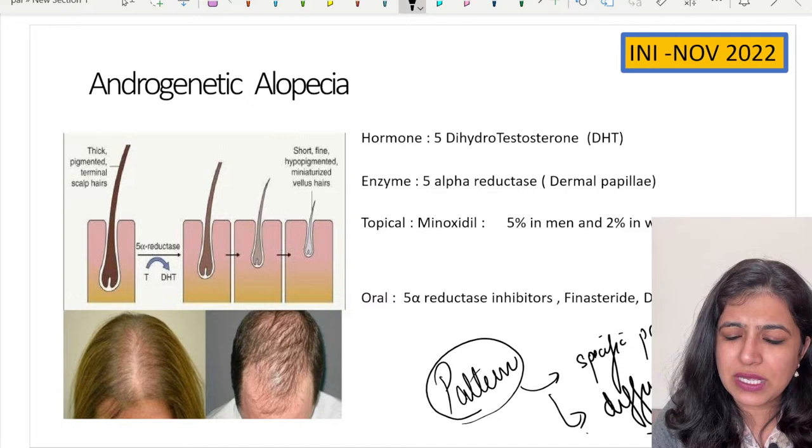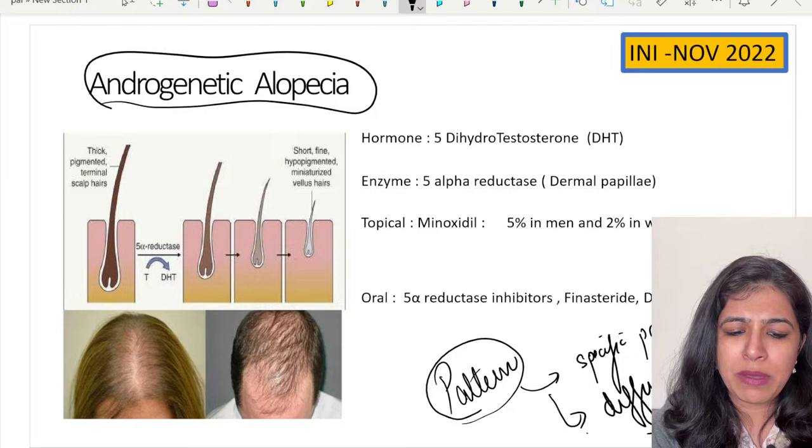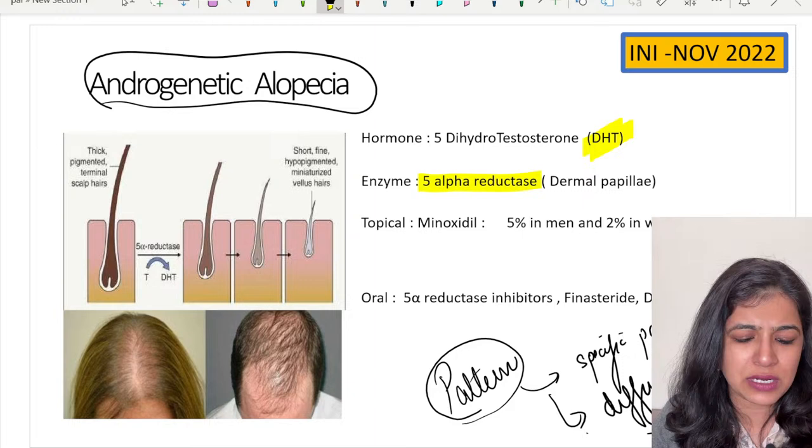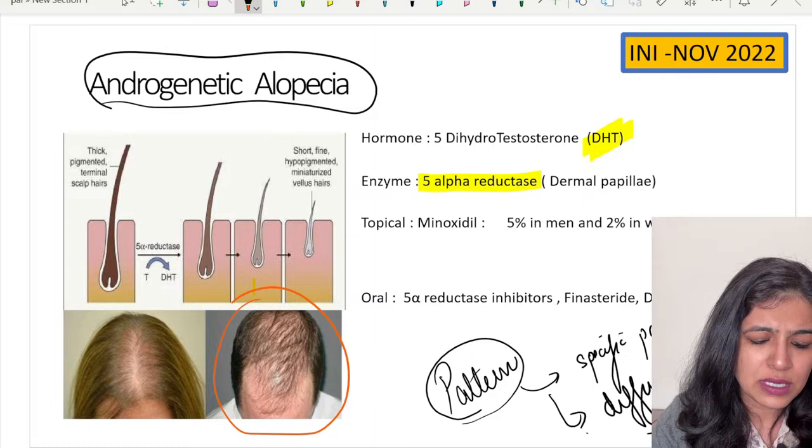Now, coming to the specific pattern, this is androgenic alopecia. Remember the name of the hormone, dihydrotestosterone, and the enzyme 5-alpha reductase. When you see this kind of an image, you see that the hair fall has started from the frontotemporal area and then it is going patchy.